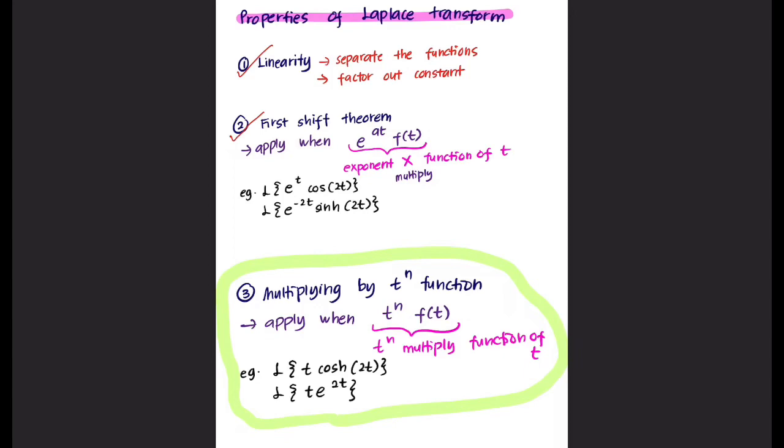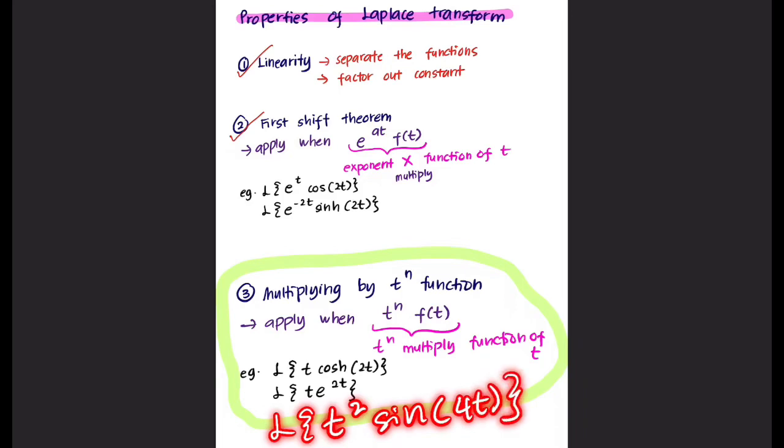In this lesson, you will learn the last property of Laplace transform, which is multiplying by t^n function. You will apply this property when you see t power of n multiplied with another function f(t). For example, we want to find Laplace of t multiplied with cos, Laplace of t multiplied with exponent, or Laplace of t power of 2 multiplied with sine 4t.